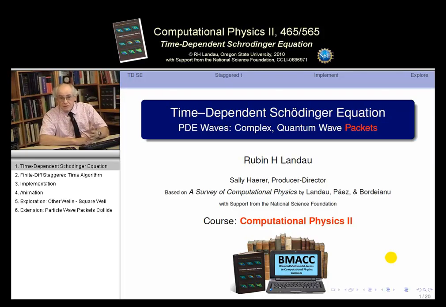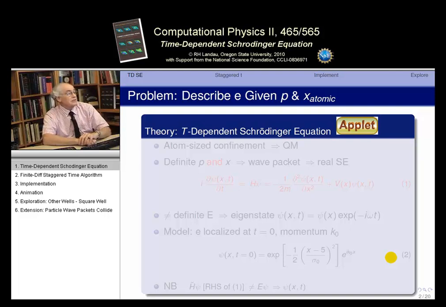So this will be another wave equation using similar techniques, but a variation of them. So it'll be complex waves, complex because they have multiple parts, and it'll be a wave packet because that's what's so interesting in quantum mechanics, and that's what we'll talk about. So let's talk about it.